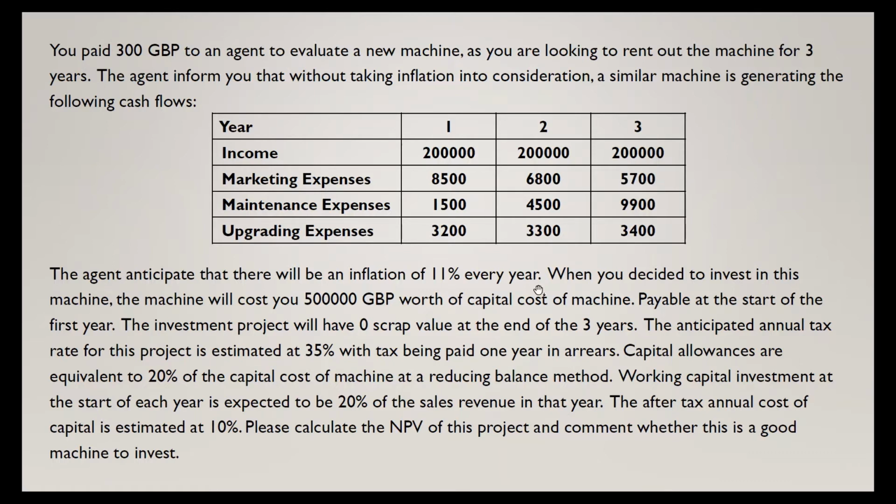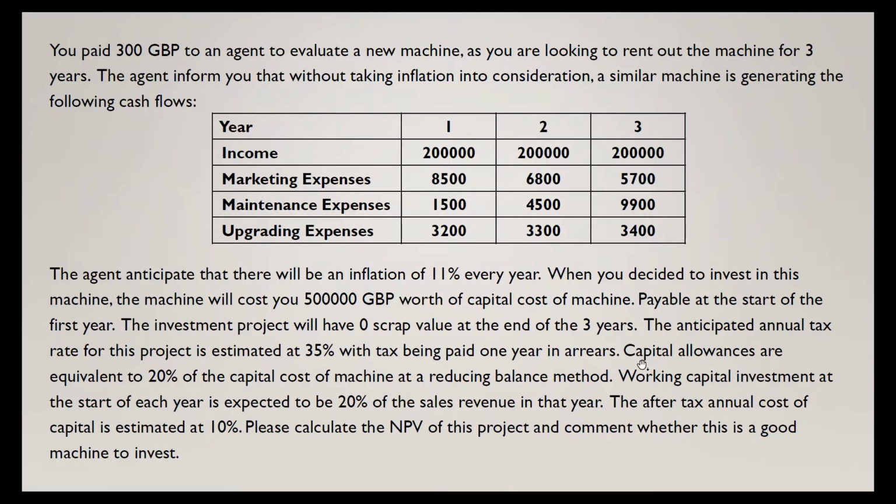Once you decide to invest in this machine, it will cost you £500,000 and you have to pay at the start of the first year, which means today. Assuming that this machine will go out of date in 3 years, after 3 years this machine will have zero scrap value, or in other words, it would not be worth anything. For the government, if we are generating any profit, then we are anticipated to pay 35% tax, and it will be paid 1 year after.